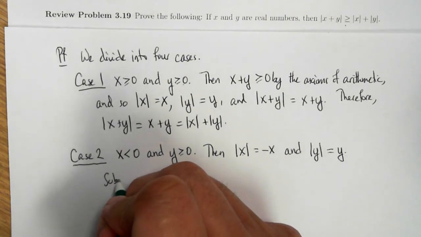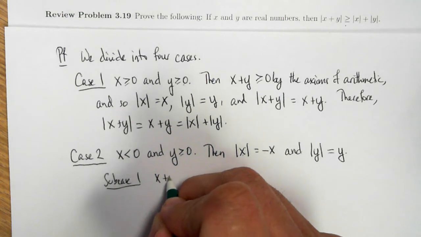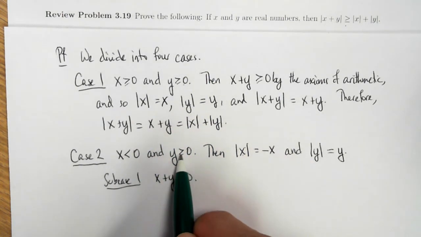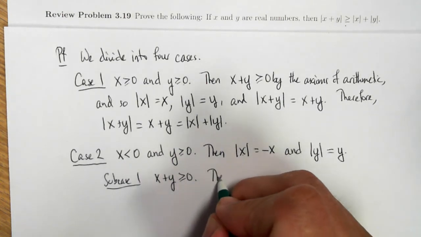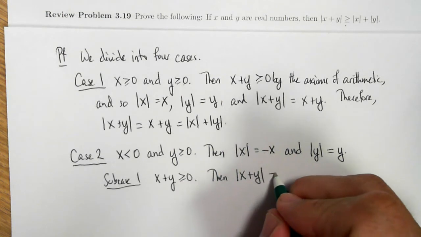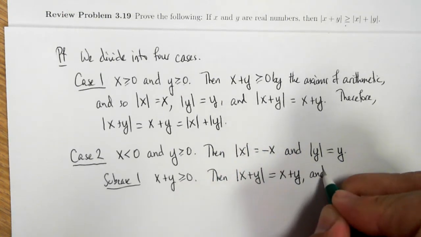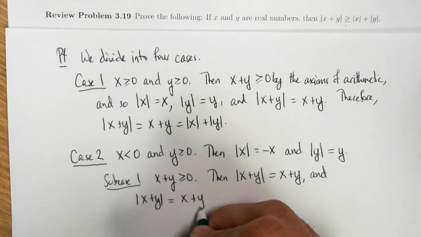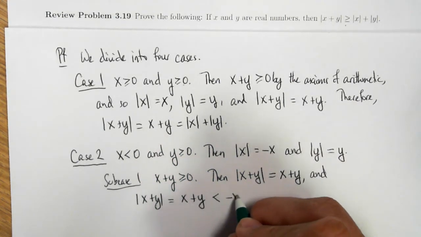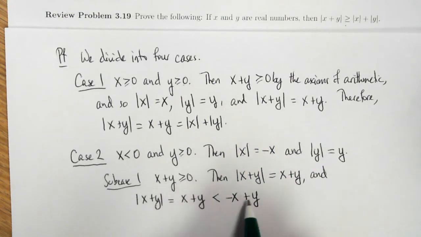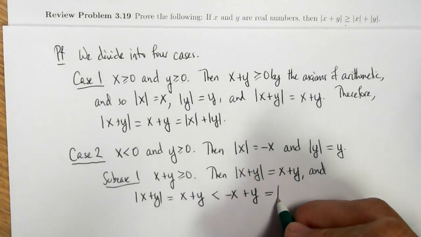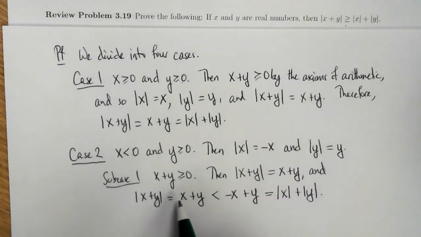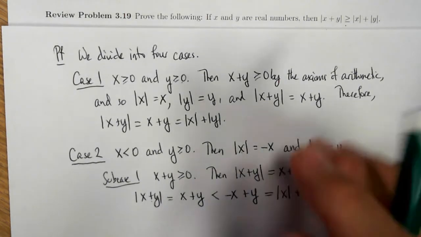So subcase 1 would be that x plus y is greater than or equal to 0, where this one is positive and this one's negative, but the sum turns out to be positive. Then the absolute value of x plus y would be just itself, and therefore the absolute value of x plus y would be equal to x plus y, which is going to be less than negative x plus y. Now this looks funny. The y's match. The x is negative, negative x is positive, and so therefore I have a less than sign here because this negative thing is less than this positive thing, which is equal to absolute value of x plus absolute value of y. And the practical upshot is that the left-hand side is less than the right-hand side.